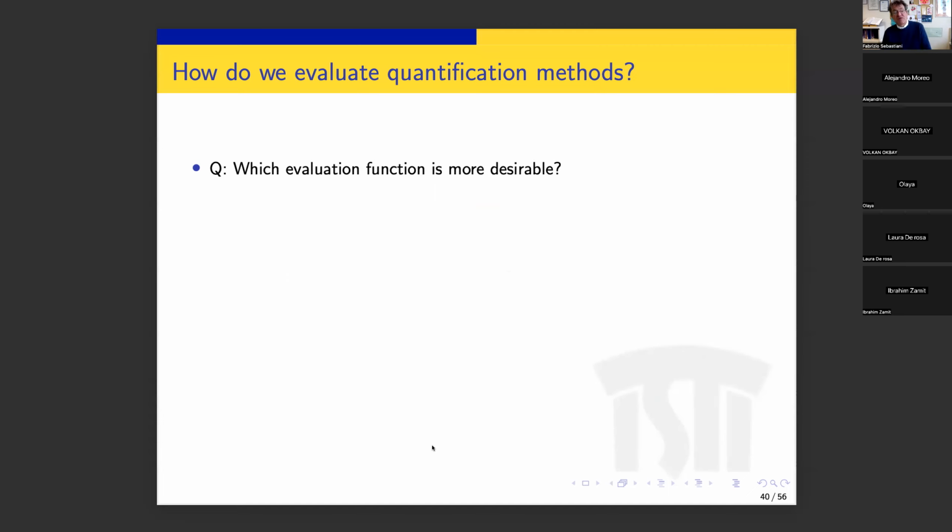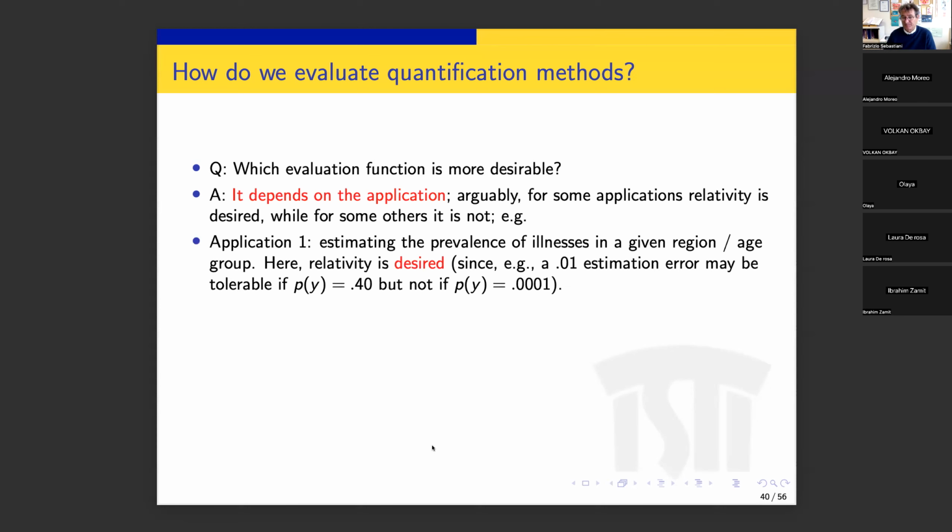So, given these properties, which might or might not be desirable, which evaluation function is more desirable? A number of measures have been proposed in the literature, and the answer on which evaluation function is more desirable really depends on the application. Arguably, there are some applications for which relativity is desired, while for others it is not. I'll give an example: estimating the prevalences of illnesses in a given region, in a given age group. Here, relativity is desired, because, as in the example I gave earlier, for a rare disease a 0.1 estimation error is tolerable if the true prevalence is 0.40, but it's not tolerable if the prevalence is 0.0001.